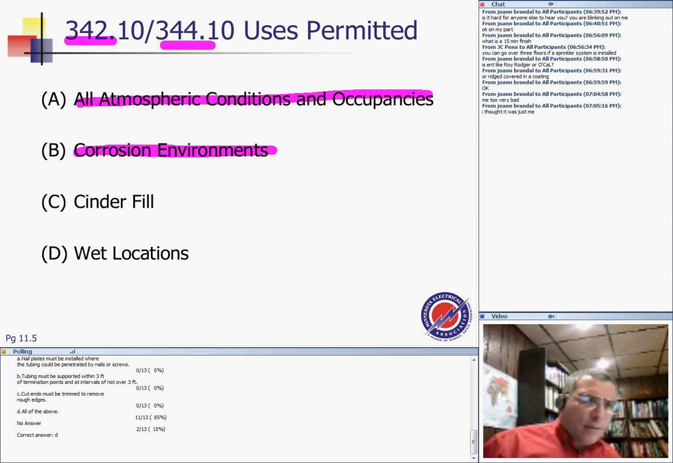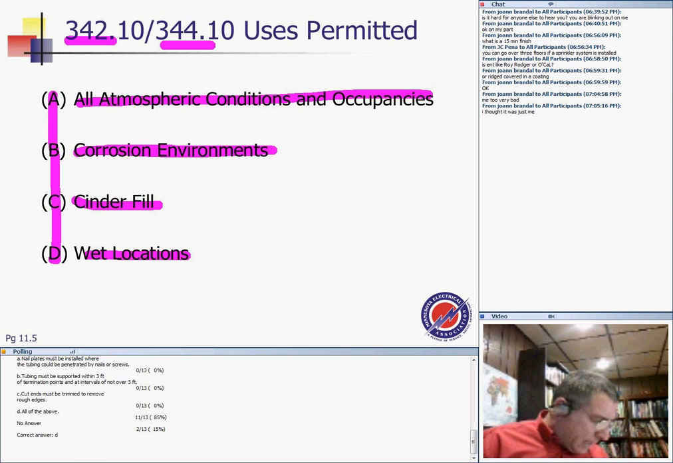Can I put it in cinder fill? No problem. Can I use it in a wet location? No problem. Wet location, all supports and so on have to be corrosion resistant material. So really, you almost can use that conduit anywhere. Basically, the application for this conduit is permitted, and you don't see any section where use is not permitted, as a matter of fact. So it's really superior. Any application, any use.